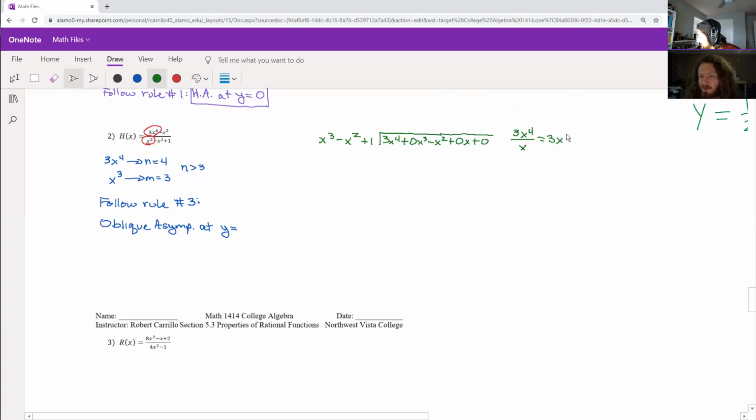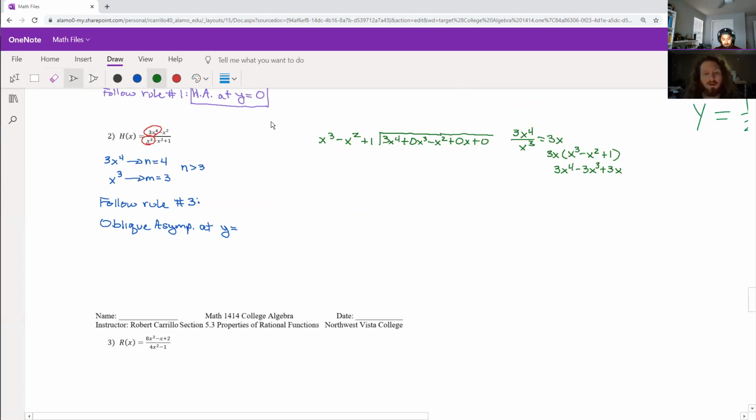So this is equal to 3x cubed. So then we'll take 3. Just kidding. This is a cube. This is equal to just 3x. So we'll take that and multiply it by the divisor. And this gives us 3x to the 4th minus 3x cubed plus 3x.